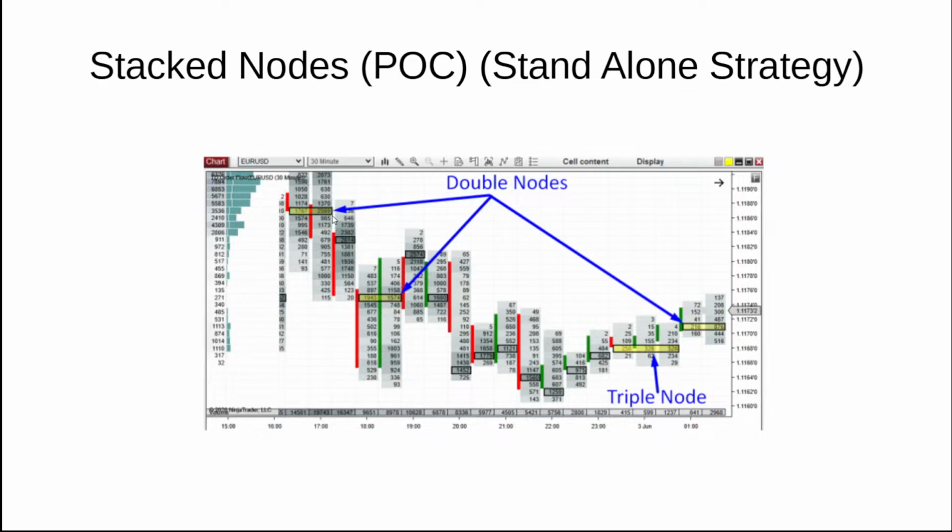But this is probably one of the hardest setups to find, where we have, and this says POCs, so stacked node POCs. The yellow line on these charts, or I guess in his case, the dark gray line that he has. So on my charts, these are going to be yellow lines.